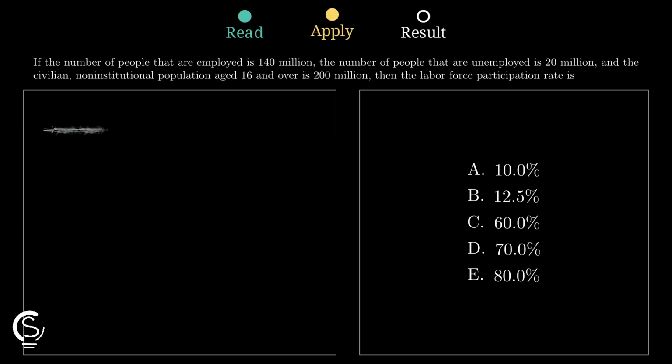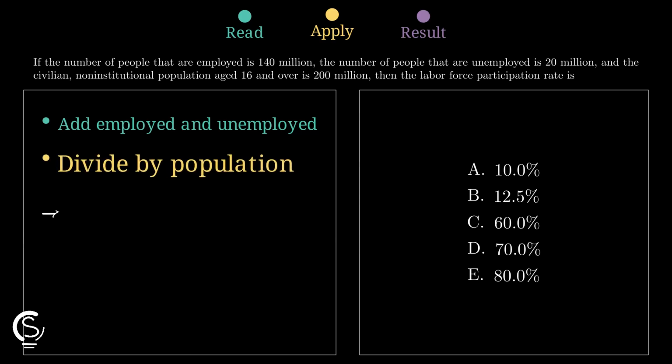Next, use the participation formula. Labor force divided by the civilian non-institutional population. That means 160 million over 200 million, which simplifies to 0.8, and we are almost done. Now convert that decimal to a percent by multiplying by 100. So 0.8 becomes 80.0%, and that matches choice E.